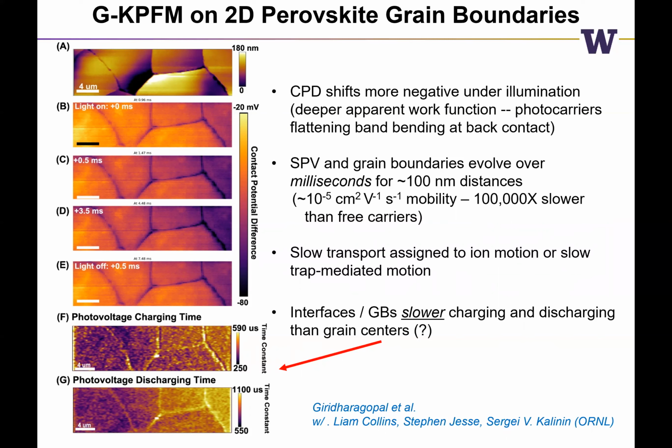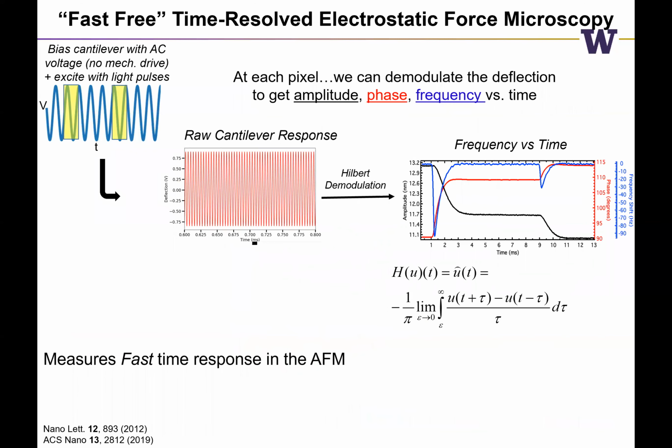The other interesting factor, if you look at the photovoltage charging maps in F and G, is that the interfaces tend to be slower because they have longer time constants, as opposed to the grain centers. To find a second way to correlate this, we want to look at methods that can extract a slightly faster dynamic response in a different way.